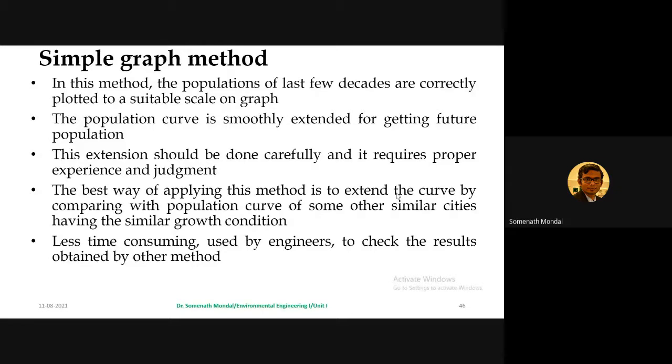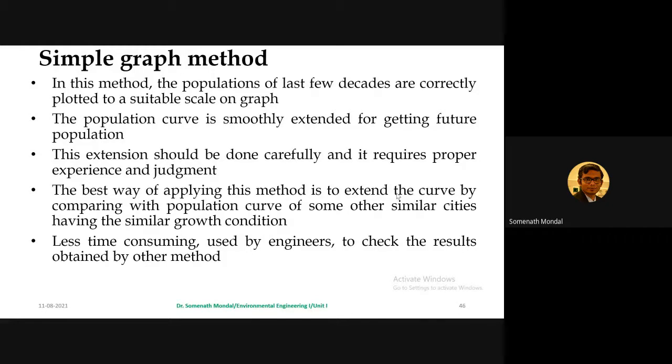Let us discuss that. So basically in this method, the population of the last few decades is correctly plotted to a suitable scale on the graph. Fine. So you will plot the population with respect to the number of years. On the x-axis you will have the years or decades, whatever you say, and on the y-axis you will have the populations, and then whatever data you have obtained, you just plot them. So you should be getting a very smooth population curve.